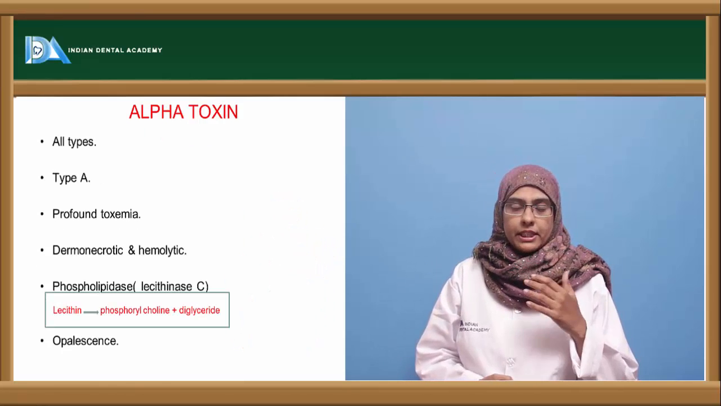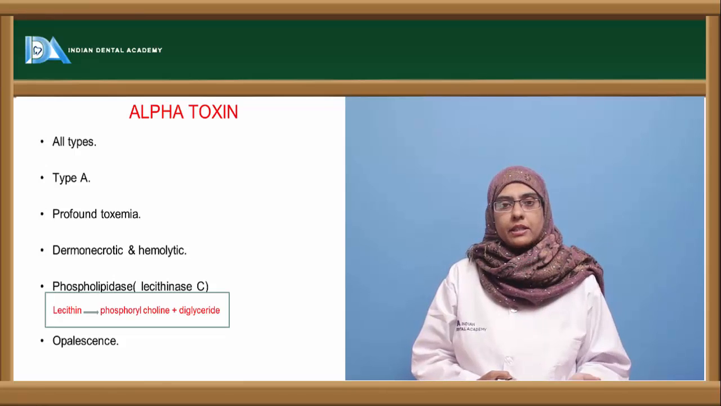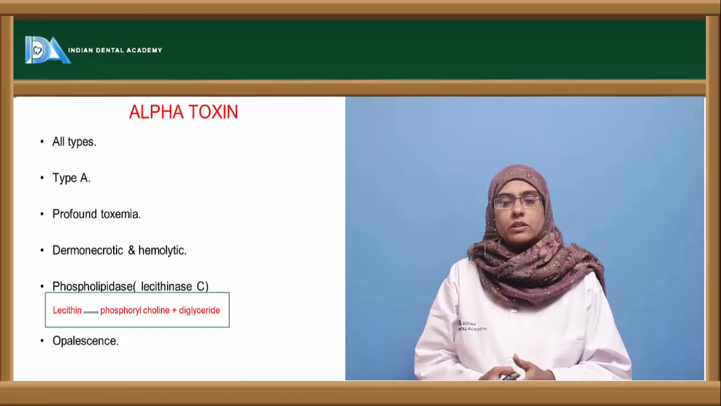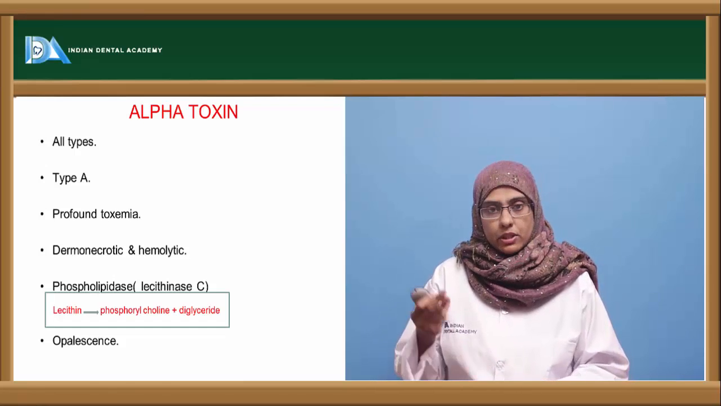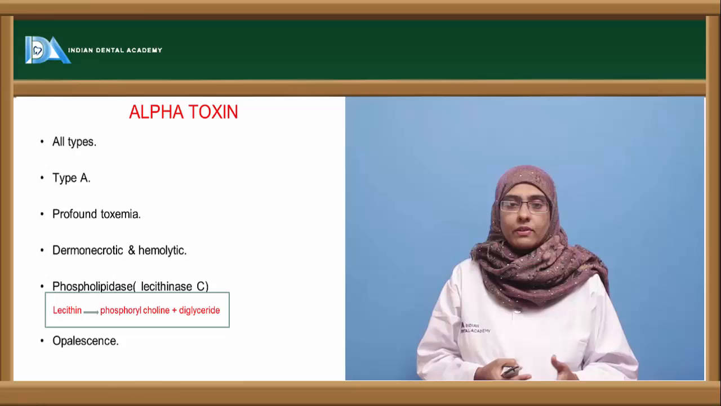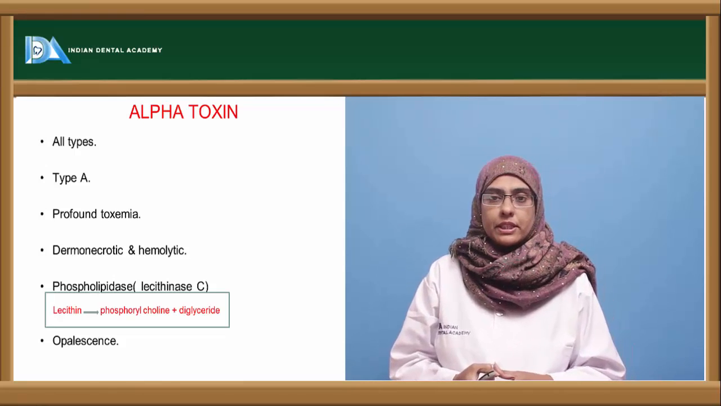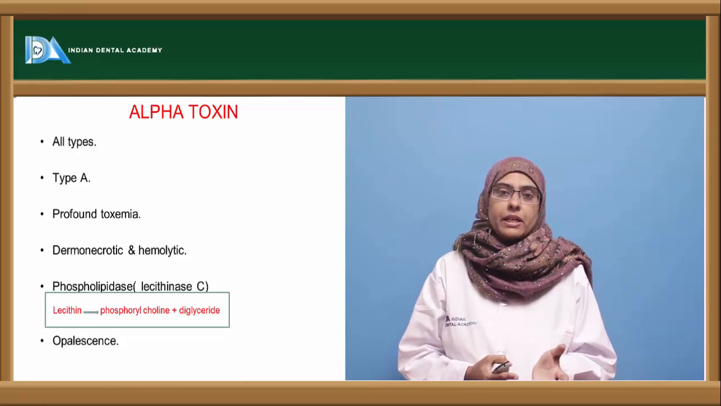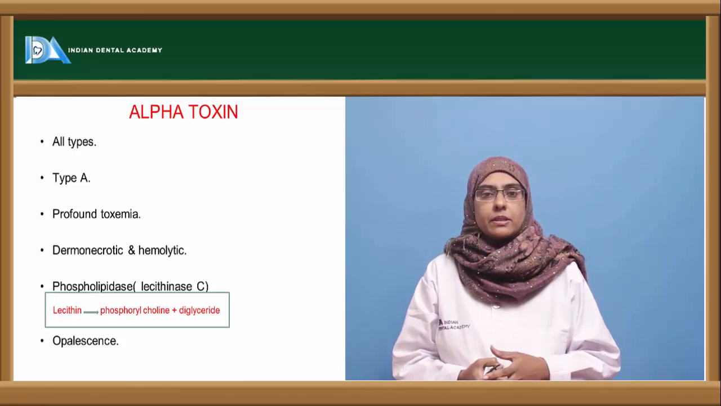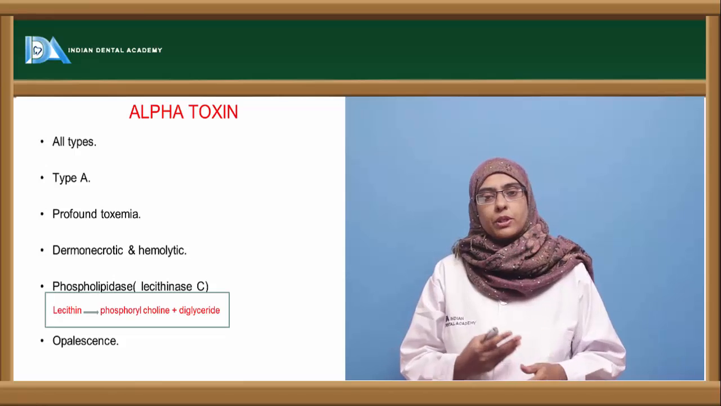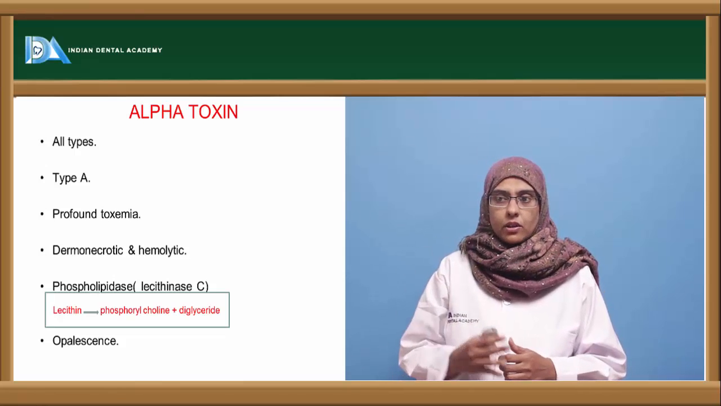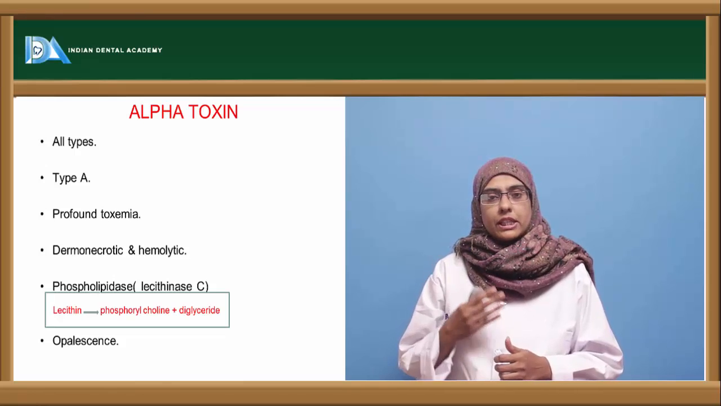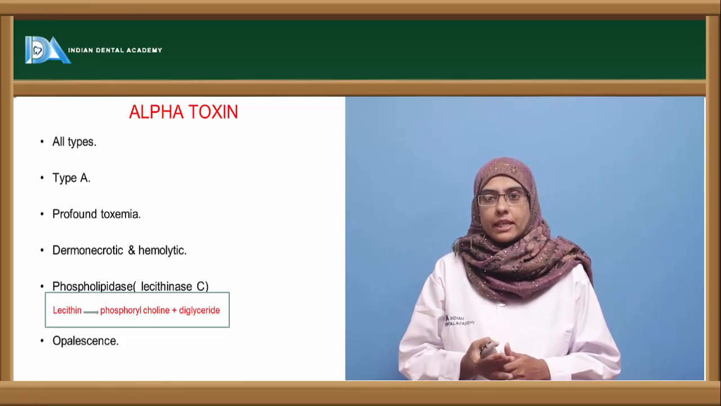So among these four, as already discussed, type A alpha toxin is the one that is involved in the causation of gas gangrene. Coming to the alpha toxin in detail, this alpha toxin is produced by all groups of Clostridium species. More specifically, it is produced abundantly by type A. That is, the type A strain of Clostridium perfringens has the ability to produce more alpha toxin, and it is because of this alpha toxin that you can see the biological activity leading to gas gangrene.